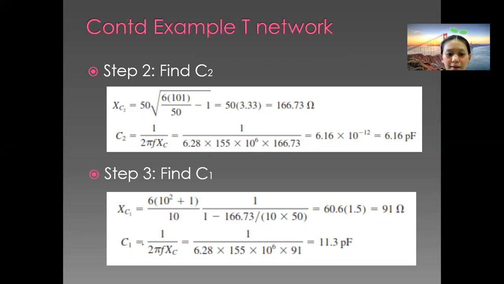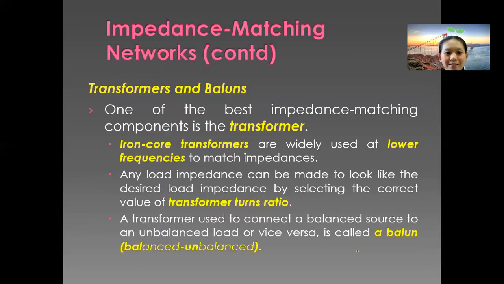Then to calculate our C, 1 divided by 2 pi f XC, so 1 divided by 6.28 times 155 times 10 power of 6 times 91, then we'll get 11.3 picofarad. Simple. Now we go to the transformer and balun.